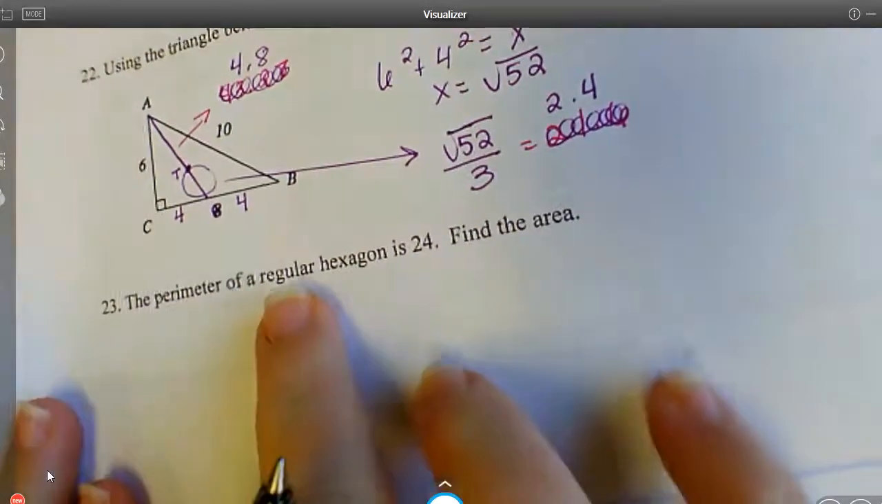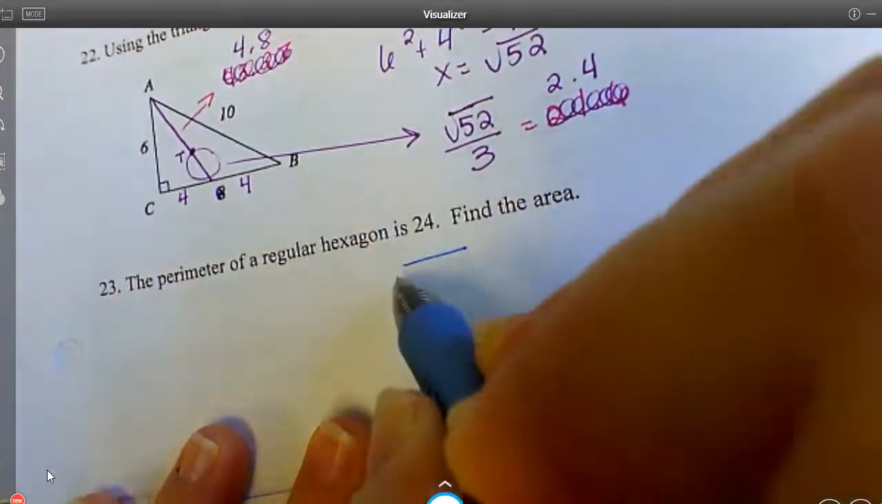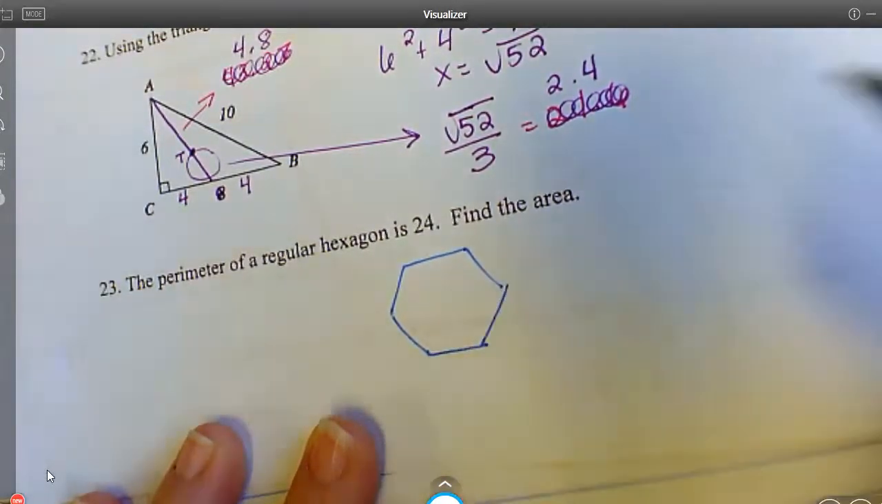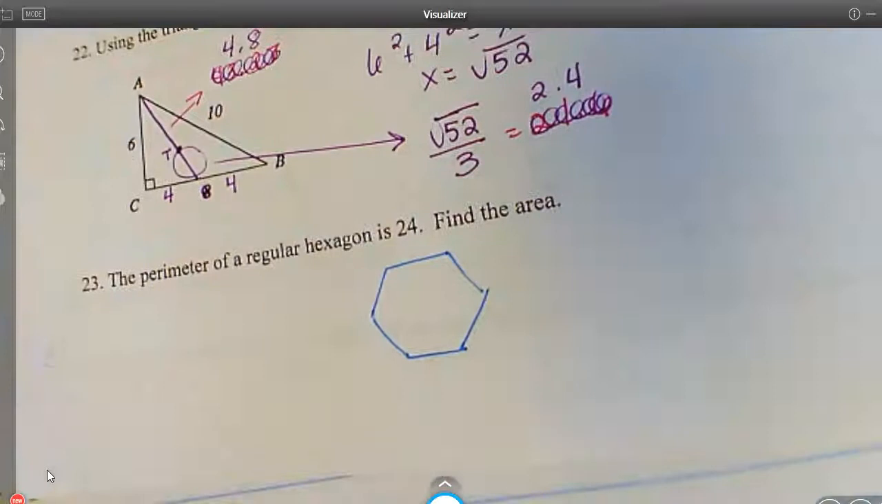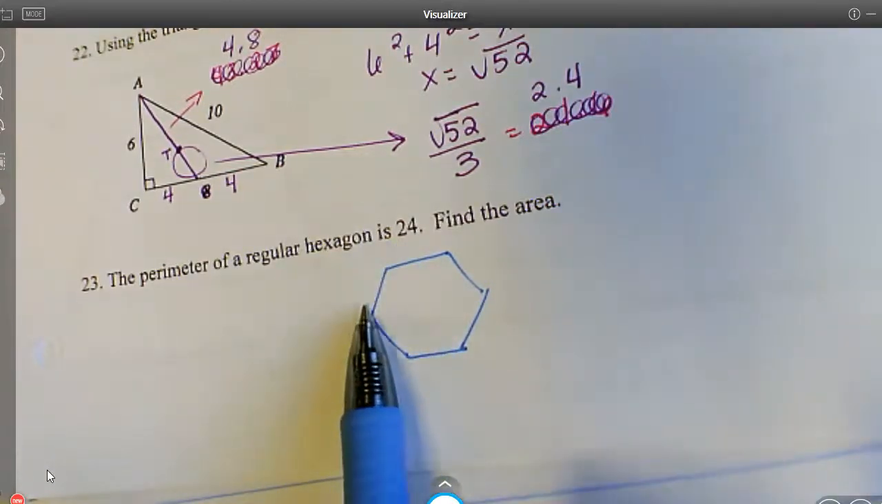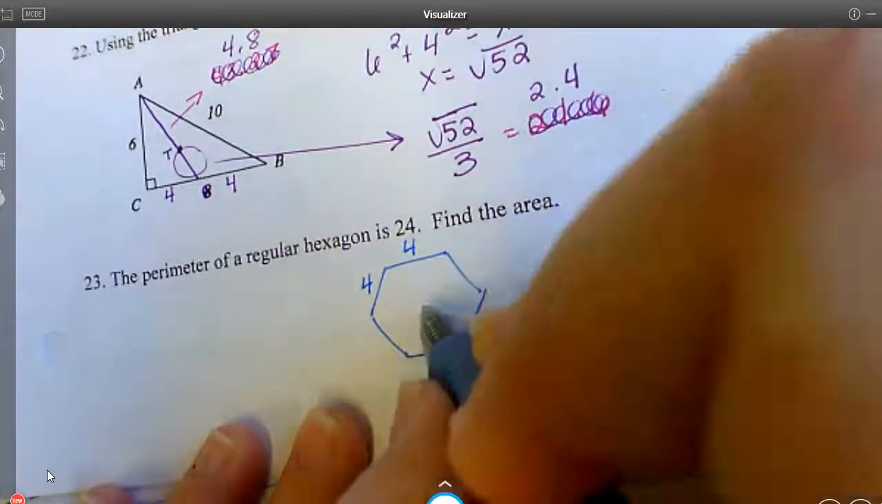Alrighty. A regular hexagon. First of all, a hexagon has 6 sides. Regular means all the sides are the same. Okay? And so it tells me the perimeter, and it wants me to find the area. Okay. If the perimeter is 24, what does that mean about the lengths of these sides right here? They're all 4. Okay? Good to know.